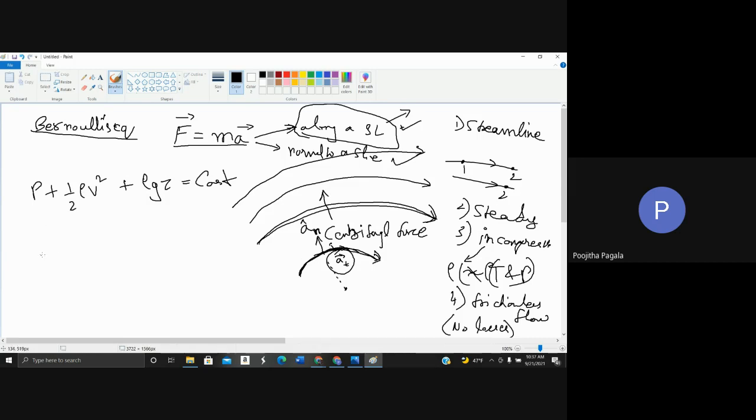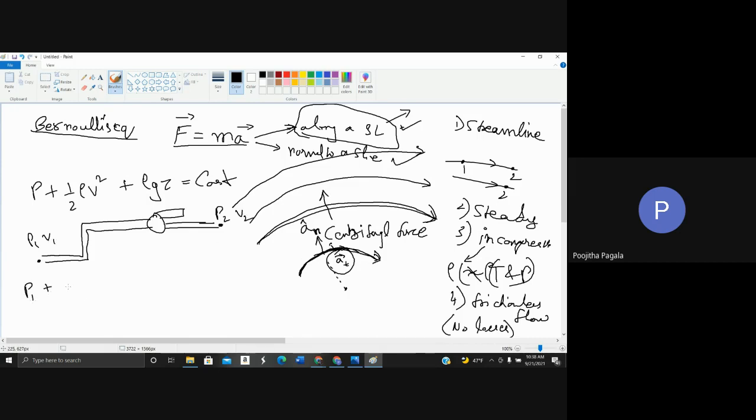Now let us look at how this equation changes when there is a pump or a turbine or when there are losses. So let us say you have a system and there is a pump. This is point 1 and this is your point 2. And the pressure here is P1, P2. Similarly V1 and V2.